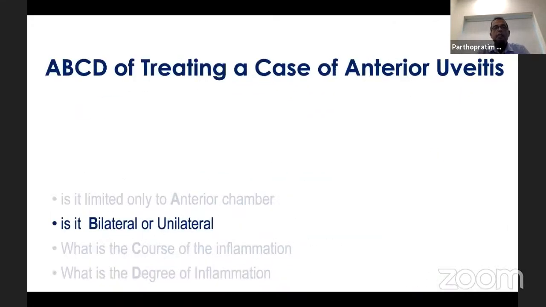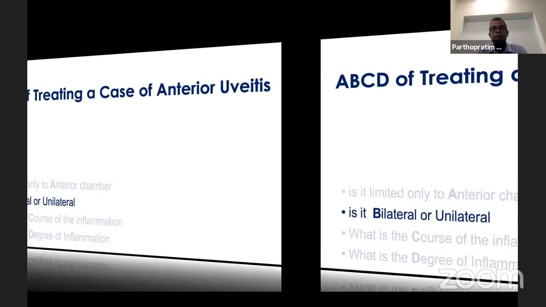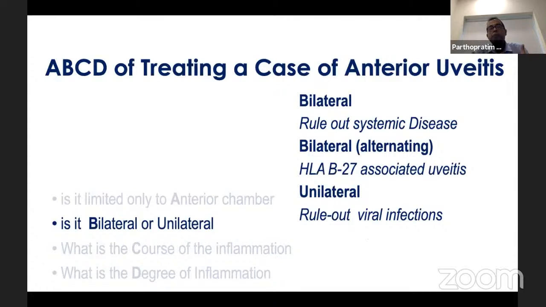The second point is whether it is bilateral or unilateral. Take again the example of anterior uveitis. If it is bilateral, I'll ask the patient what kind of bilateral uveitis it is. Is it simultaneously bilateral, or does it keep alternating between the eyes, like one eye and after 2 to 3 months the other eye? Then I'll think about HLA-B27. Now, if it is unilateral, occurs in a single eye repeatedly, and the moment you stop the topical steroid it comes back, then we can think of viral uveitis. This is very important. And if it is bilateral and granulomatous, then you need to rule out systemic disease.